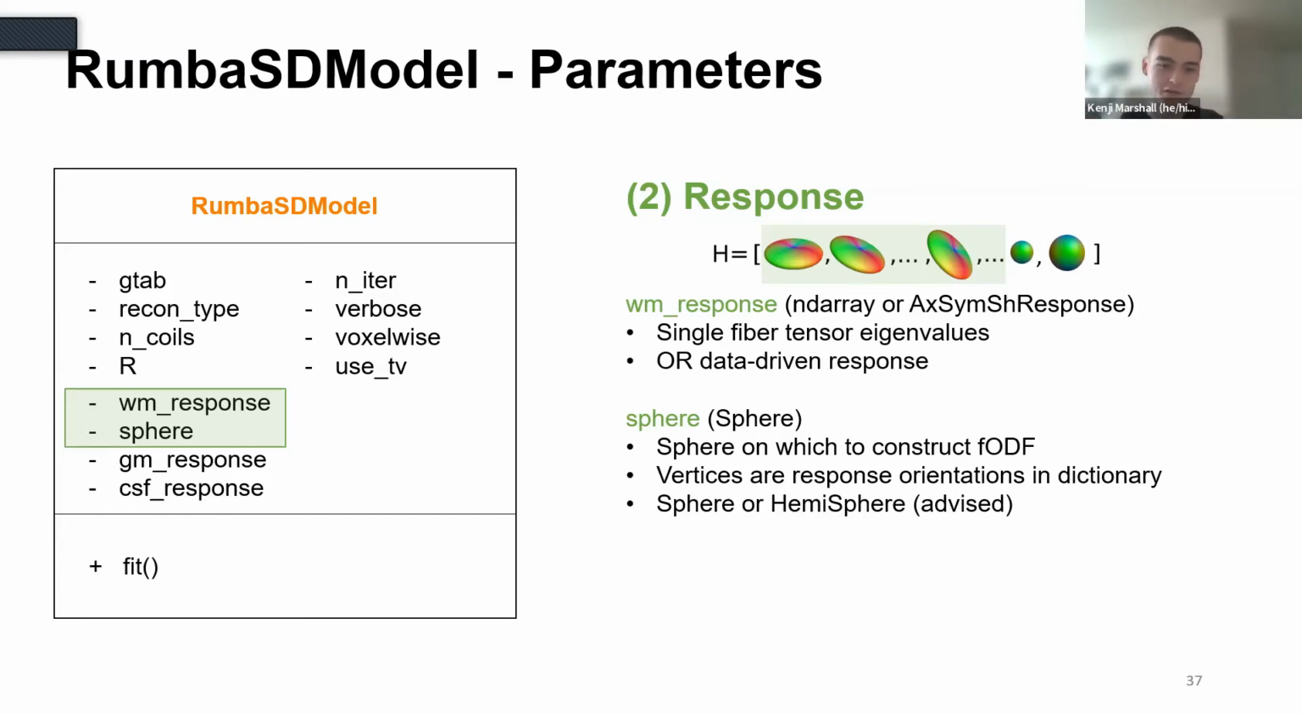This is the sphere on which your FODF is reconstructed. This is the sphere that determines which direction these disks are rotated in your dictionary. This is an important parameter. This essentially determines the resolution of the FODF that you achieve after fitting. So if you have constraints in that regard, it's important to choose your sphere carefully. You can pass a sphere or a hemisphere object in Dipy. It's advised to pass a hemisphere object generally because with Rumba, the FODFs provided are symmetric. And so you can get the same information, but twice as fast if you pass a hemisphere.